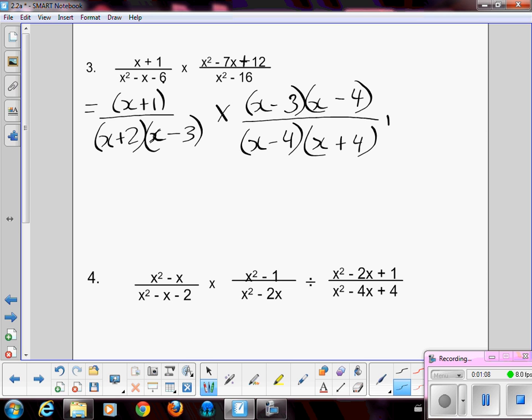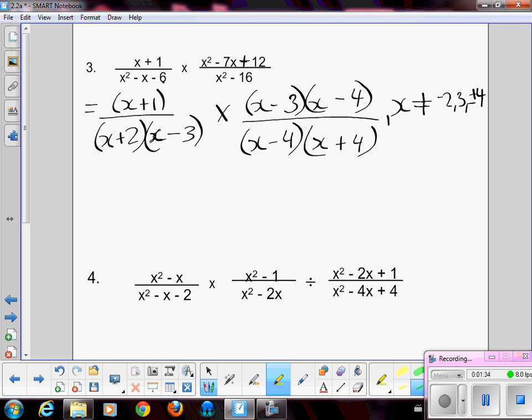Okay, next step obviously is to state our restrictions. So x cannot equal -2, +3, and plus or minus 4. Now it's a matter of finding terms that are in common so we can do some canceling out here. So let's take a look at x plus 1. I don't see anything I can cancel there.